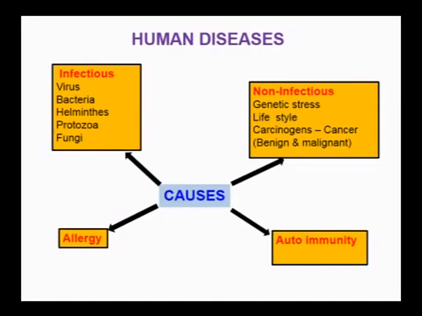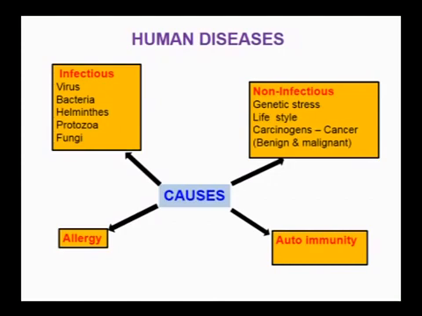The common human diseases are broadly classified into infectious and non-infectious diseases. Some diseases are caused due to allergy, and some other diseases are due to autoimmunity. Infectious diseases easily spread from infected persons to healthy persons. They are caused by disease causing agents called pathogens. The common pathogens are viruses, bacteria, helminthes, protozoa, fungi.